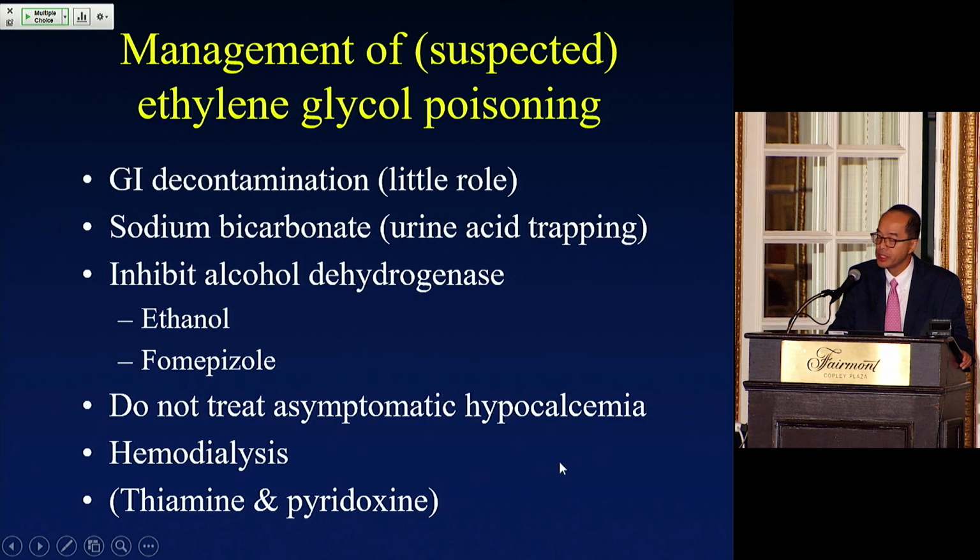In terms of the management of ethylene glycol poisoning, GI decontamination has very little role because ethylene glycol is quite rapidly absorbed. Sodium bicarbonate has a limited role in trapping glycolic and glyoxylic acid in the urine, but primarily it's to correct the pH. As I mentioned, one of the first things that you want to do if you suspect ethylene glycol poisoning, and often before you've confirmed it by measuring the level, is to give fomepizole.